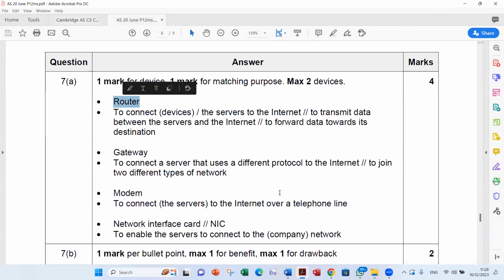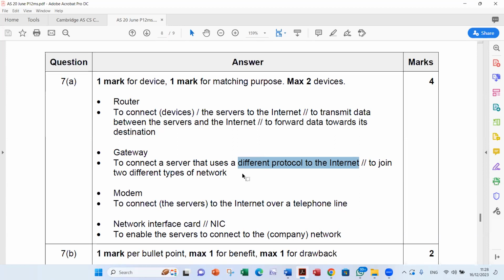You may talk about the router, the gateway, the modem. You may also talk about NIC, network interface card. However, give every device with its description. So if you say the router, to connect devices, to transmit data between the server and the internet, to forward data towards its destination. If you talk about the gateway, to connect a server that uses a different protocol to the internet, to join two different types of network.